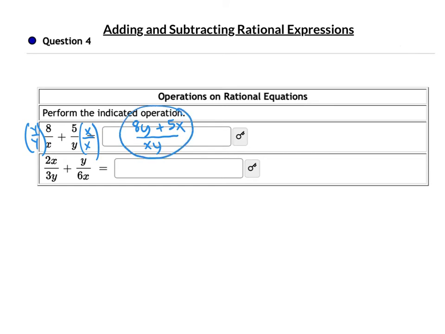This next one, 3 and 6, the common denominator is 18. This side's going to need a 6 to make it 18. And this side's going to need a 3 to make it 18. The left side has a y. The right side will also need a y. The right side has an x in the denominator. The left side will have to have an x in the denominator. So I'll multiply, and I get a common denominator of 18xy. I'll put that below here.